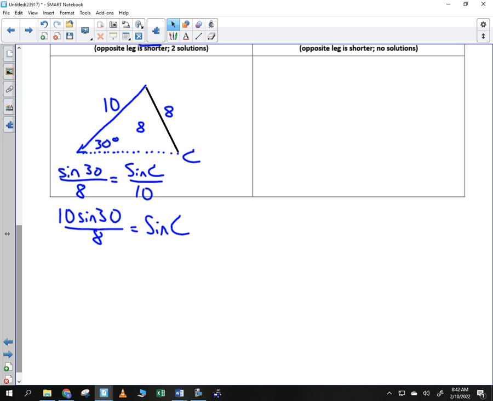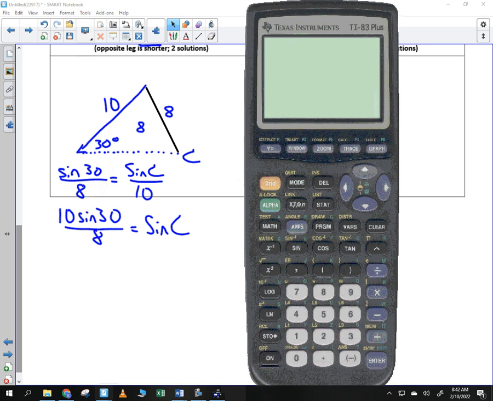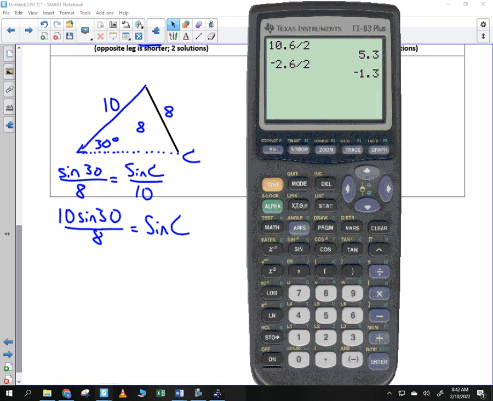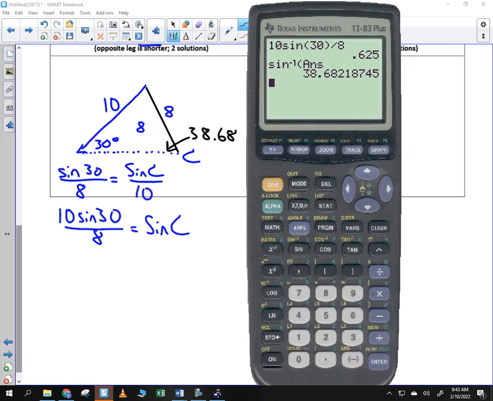Let's go to our calculator. We'll turn it on. And I'm going to press 10 sine of 30, and I'm going to divide by 8. Does anybody remember what I do to get the angle? Very good. Second sine of the answer, and you can see I get 38 degrees. Is that bigger than 90 or smaller than 90? So this produced right now a 38.68 degree angle.